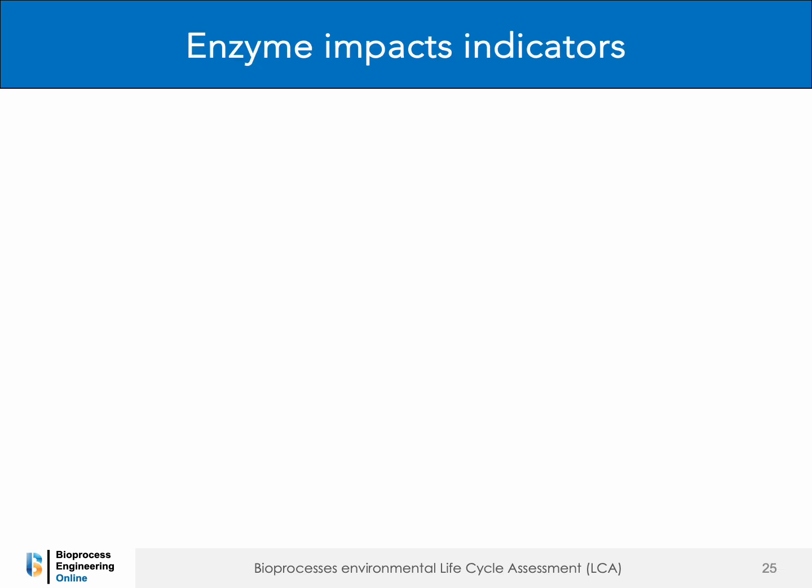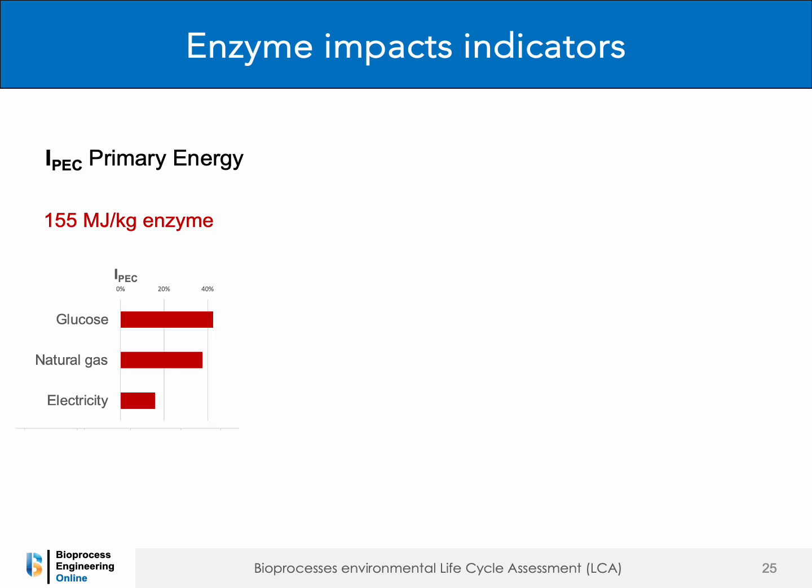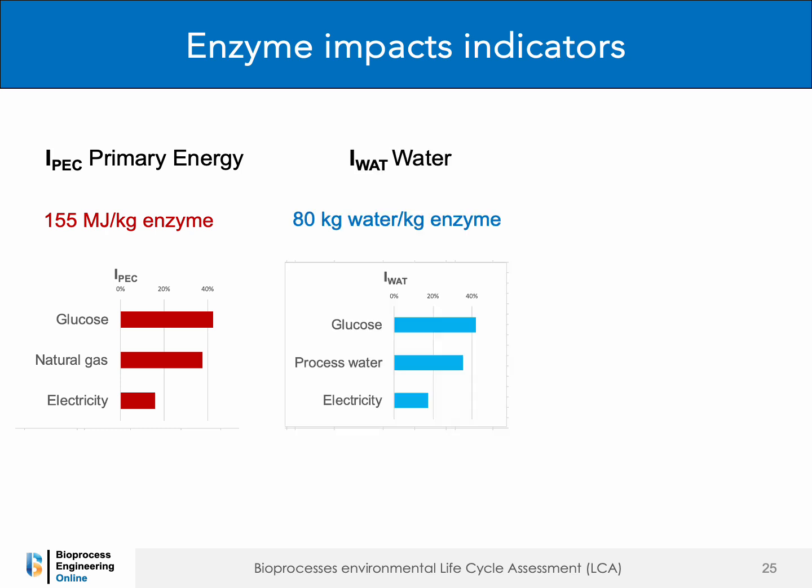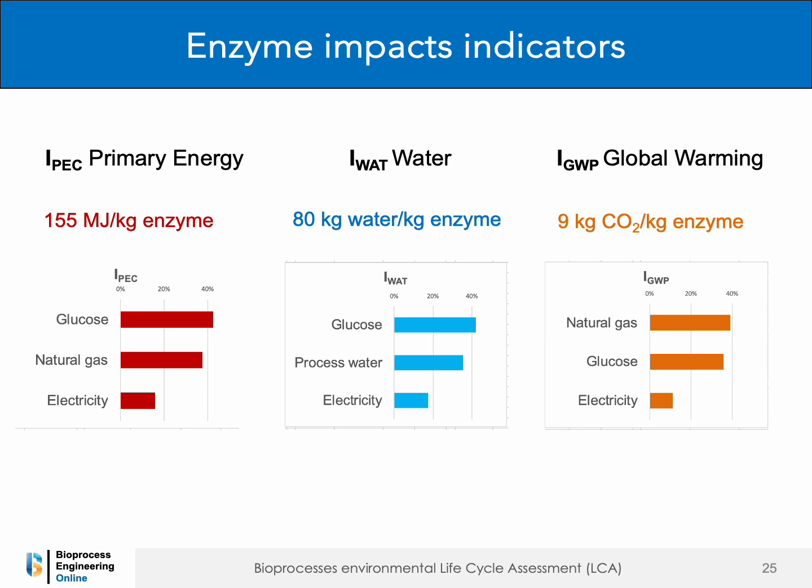Per kilogram of produced enzyme powder, the impact indicators are as follows. 155 megajoules per kilogram enzyme for the primary energy consumption. Most important contributions are from glucose, natural gas, and electricity. 80 kilograms water per kilogram enzyme for the water consumption. Main contributions from glucose, water for media, and electricity consumption. 9 kilograms carbon dioxide per kilogram enzyme for global warming potential. Most important contributions are from natural gas, glucose, and electricity.